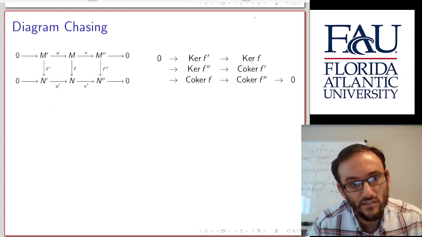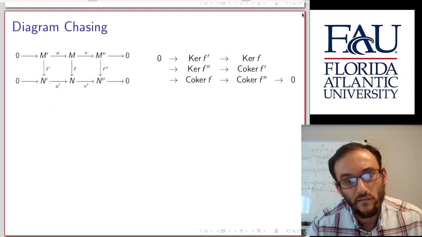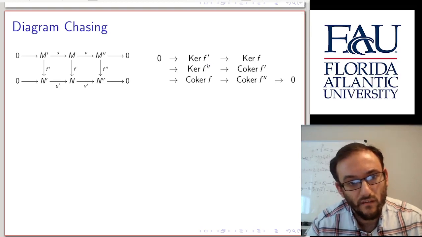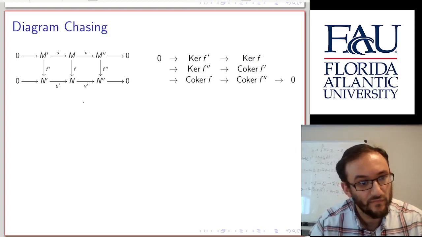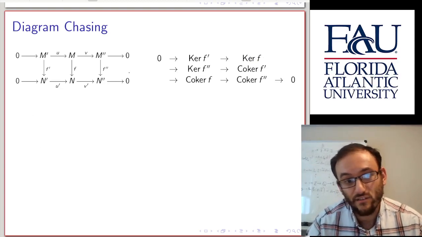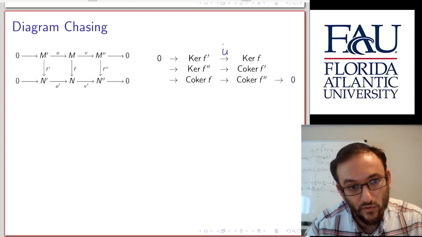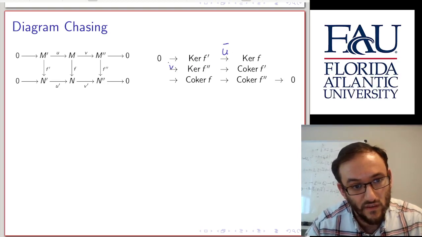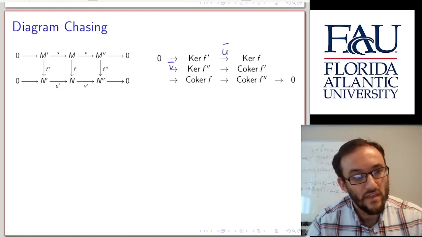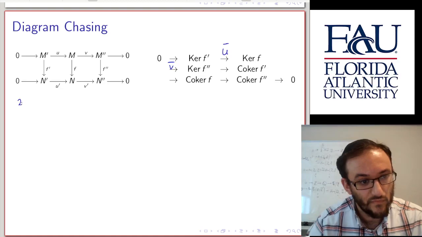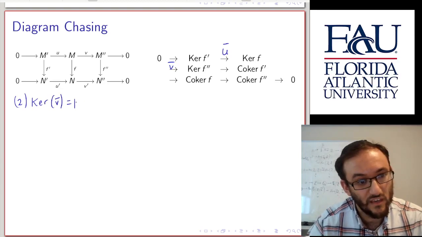So let's show that the sequence is exact at kernel of f. To show that it's exact at kernel of f, let's label these maps. This is u bar and this is v bar. Again, that's just the restriction to the submodules. Then we want to show that kernel of v bar is equal to image of u bar.